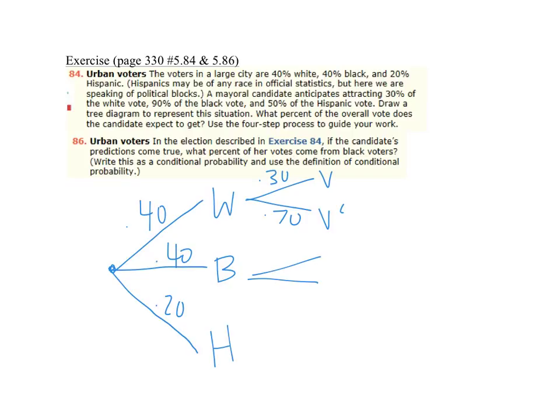What percent of blacks here? We have 90% of black vote expected, and therefore 10% who are not going to vote for this mayor. And then for the Hispanics, we have 50% of the Hispanic vote, and therefore 50% who won't vote. That's problem 84. What percent of the overall vote does the candidate expect to get?